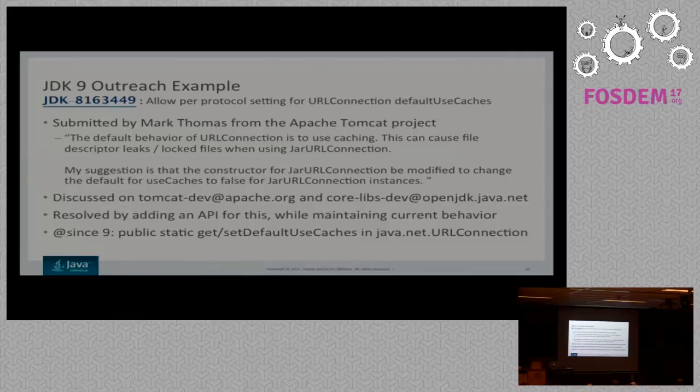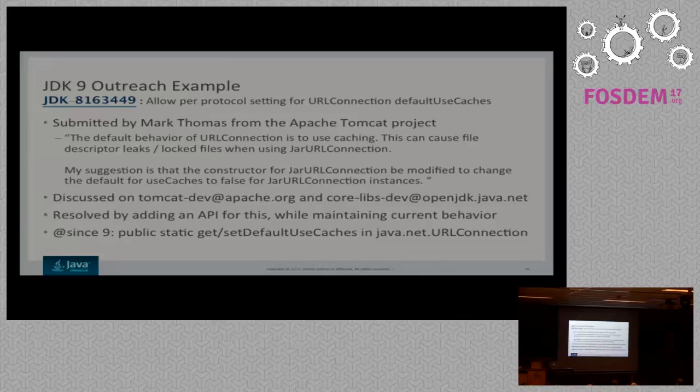So for example, Mark Thomas submitted an issue about the default behavior of URLConnection, which was to use caching. And that turned out to be problematic, in particular on Windows, or when you're using jar URL connections, you may end up having descriptor leaks, or files may end up deadlocking. And so he made a suggestion.